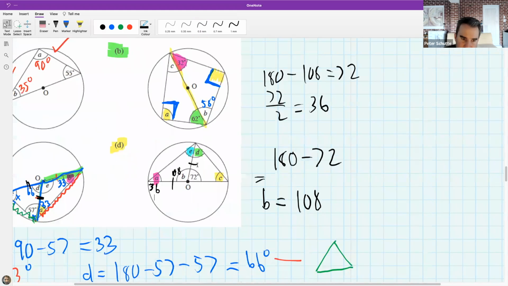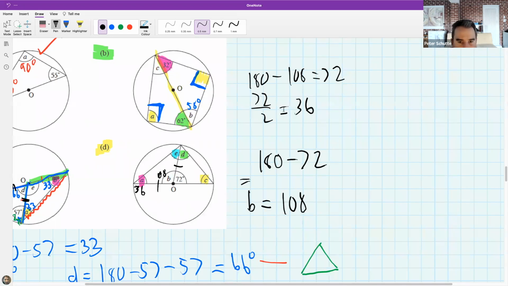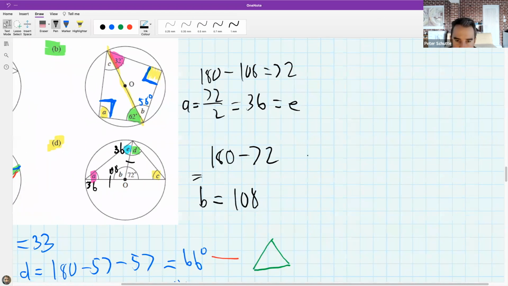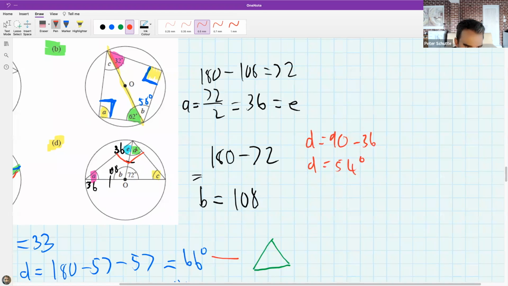Yes. Fantastic. And what about E? What do you think E is going to be? Yeah. So A and E are both going to be 36. Fantastic. Thank you. What about D and C? Any ideas for that one? And then after that, I said 90 degrees minus 36 degrees. Oh, yes, because you used the idea that this must be 90. And so D, well done. That was a good spot. So we get 54 degrees for D. And what about C?